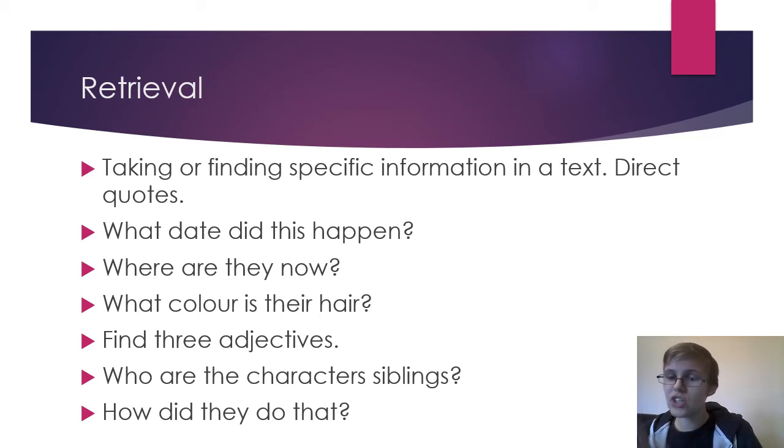Find three adjectives. Again, use what's already there. Use your prior knowledge to explain your answer if you're stuck. Who are the character's siblings? They'd be written in the text. How did they do that? Again, there are more questions than this that could be asked, but these are some really good examples for you to be able to find things from the text when you're retrieving.